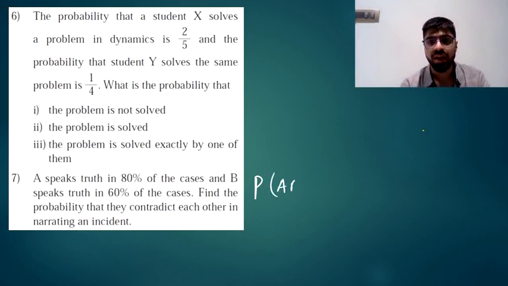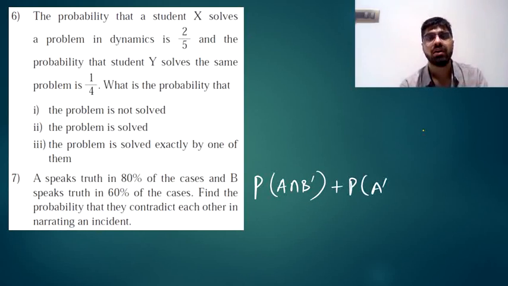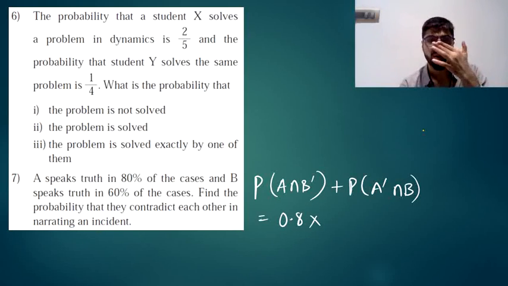So we will say P of A intersection B complement: A tells the truth, B lies. Or the other possibility is P of A complement intersection B: A lying and B telling the truth. If they are narrating an incident independently, the intersection will be multiplication of the two events. So I'll not write that separately, I'll put in straight away the values. P of A into P of B complement. P of A is 80%, so let's write it as 0.8 multiplied by P of B complement.